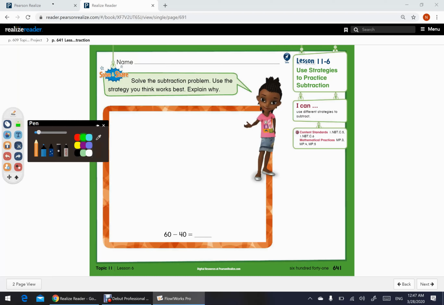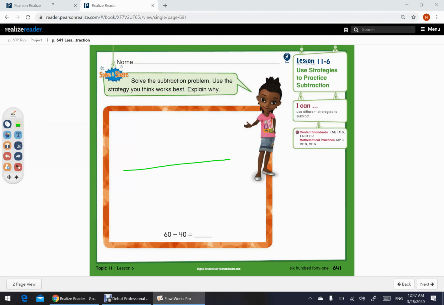Which strategy do you think will go with this equation, or which do you think is easy for you to solve this equation? I will use an open number line. So let's start from 60 minus 40. It means I will move back 4 times. 10, 20, 30, 40. Minus 10, minus 10, minus 10, minus 10.